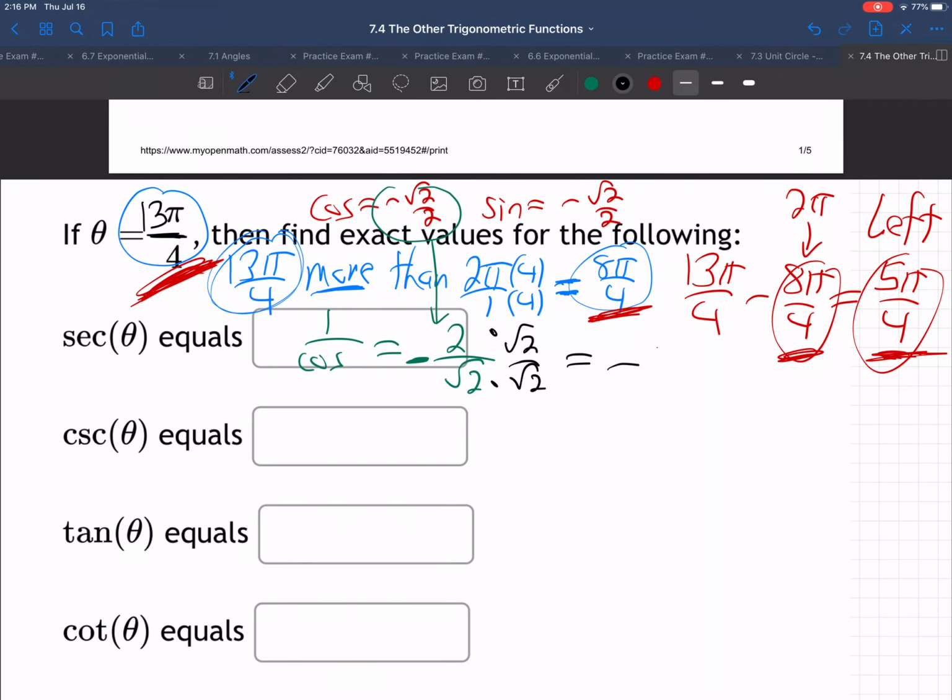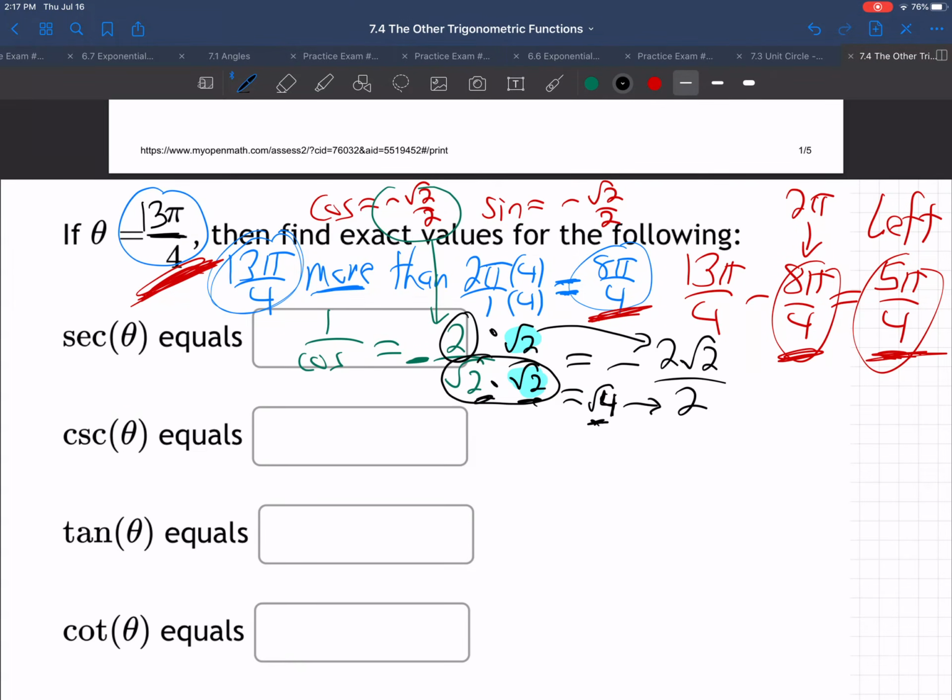And so what do you get? Negative 2 root 2 over plain 2. Do you see that? Square root 2 times square root 2 is the square root of 4, which is 2. See what happened down there? I multiplied the top and the bottom by square root of 2. And so that made 2 root 2 on the top, and on the bottom, root 2 times root 2 made root 4, which is plain 2.